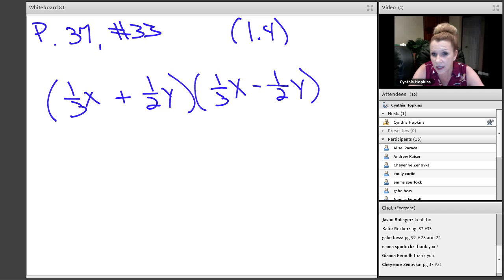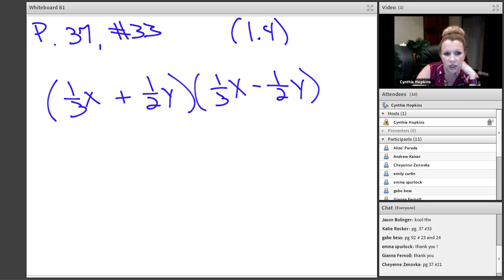By the way, that's the sum and the difference of the same 2 terms, so something special happens. So we multiply those kinds of binomials. I can also call them conjugates of each other because only the sign in the middle is different. Okay, so I'm going to FOIL these, okay?